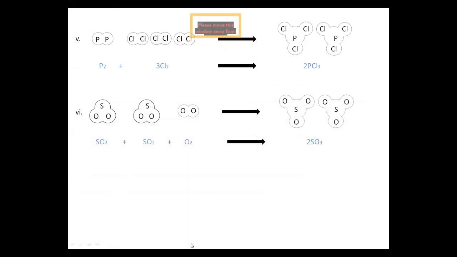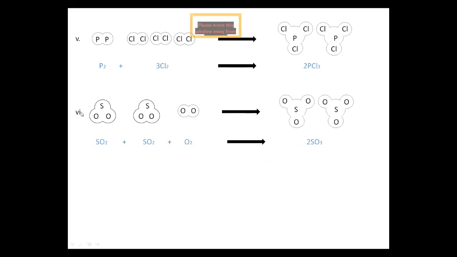Okay, now the fifth example. One molecule of phosphorus reacts with three molecules of chlorine. What will be the product? The product is two molecules of phosphorus chloride. Here is the diagram form and here is the equation form: P2 plus 3Cl2, the product is 2PCl3.